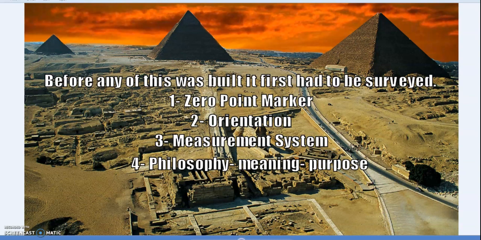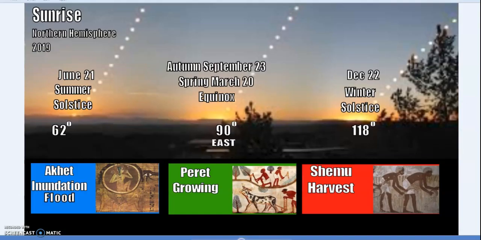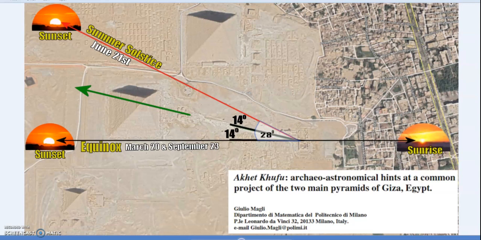So before any of this was built, we need a zero marker, we need some orientation, measurement systems, and also a philosophy or a meaning or a purpose for it. And in that we can see the natural cycles of time, the rhythms of life. This is what gives us the purpose for it. So here we have the equinoxes, paper by Giulio Magli. I'll link this as well.